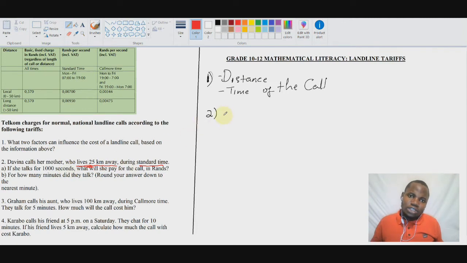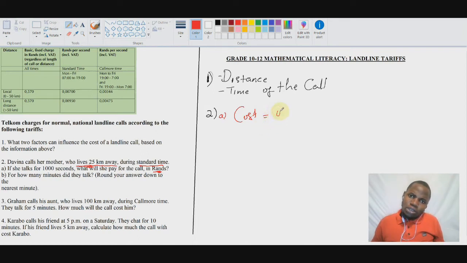Now, question A is saying, if she talks for 1,000 seconds, what will she pay in rands? Also note it is in rands. Last time I told you how you calculate the cost. How do you calculate the cost? What you have used times your tariff, right?